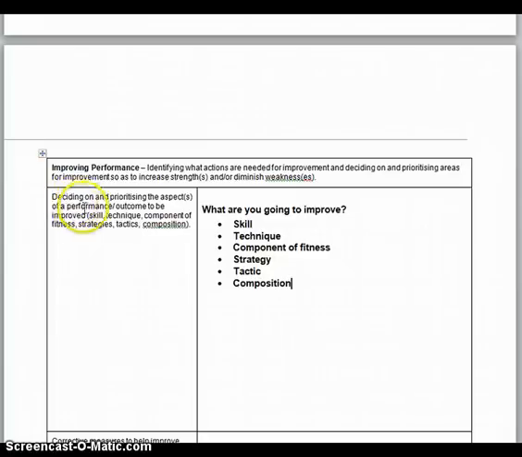When you're talking about it, remember these two little things. What is the outcome to be improved, and is that going to affect your performance? So what is it you're going to improve? Highlight it into a specific area such as skill, technique, components of fitness, strategy, tactical composition. All of that's in here in the guidance down there.